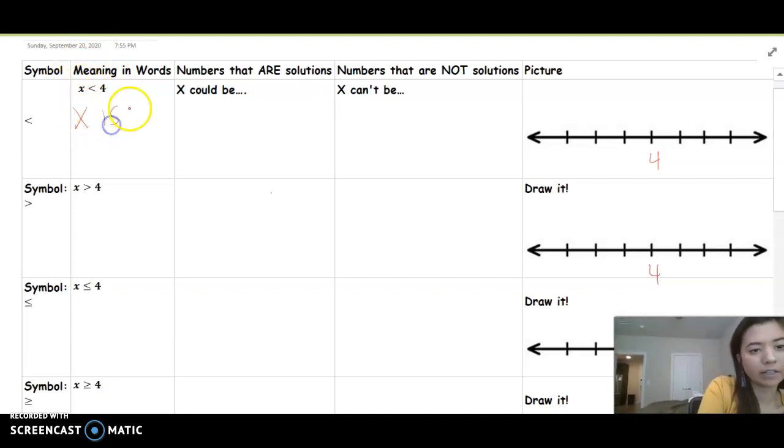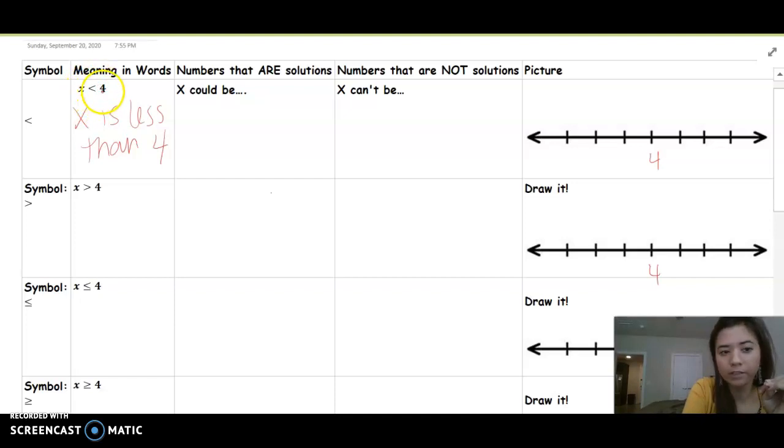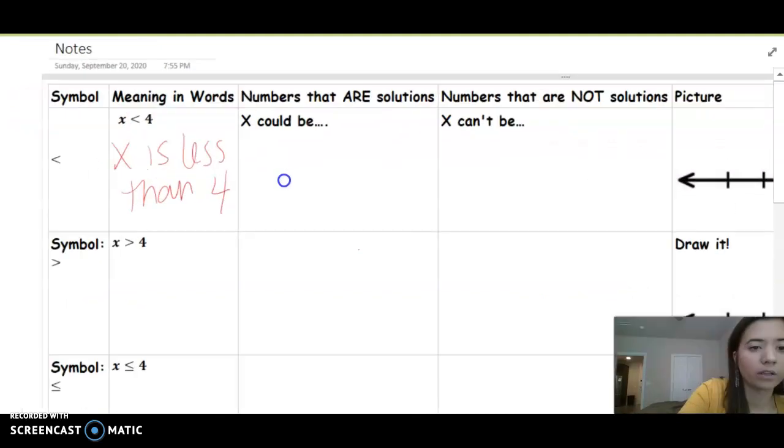Okay, so this first symbol we see here, we have the smaller side on x, and that means x is less than 4. Whatever side the smaller part of your sign is on means that number should be smaller, and wherever the bigger part is tells you that that number is the bigger number. So x is less than 4.